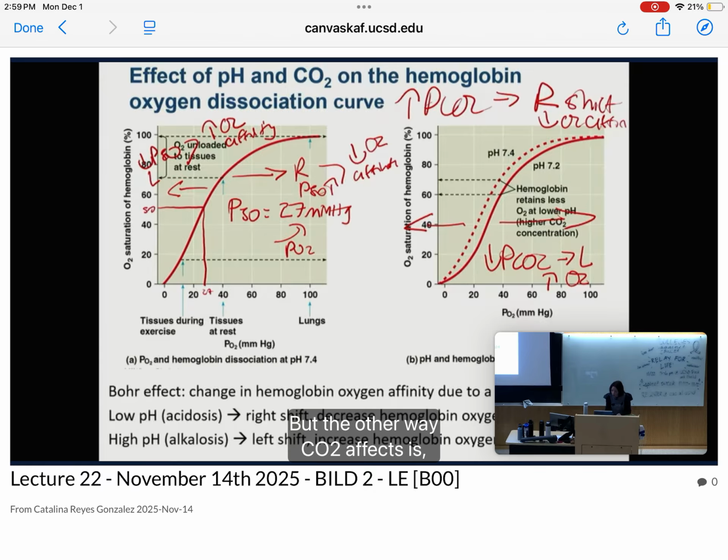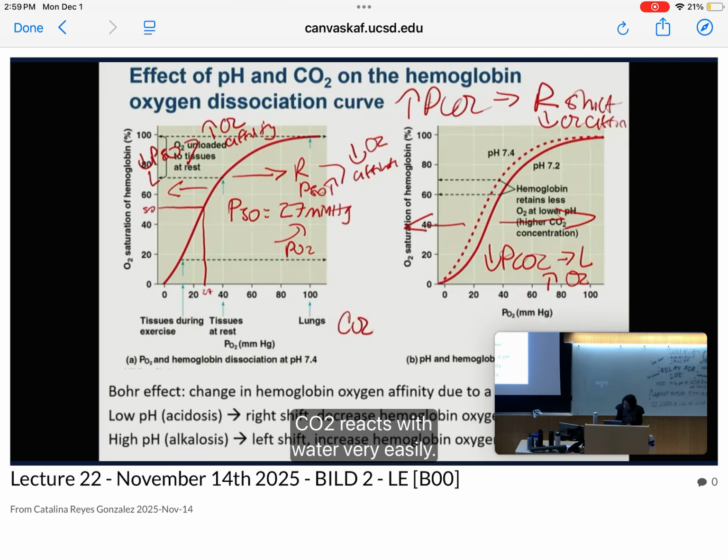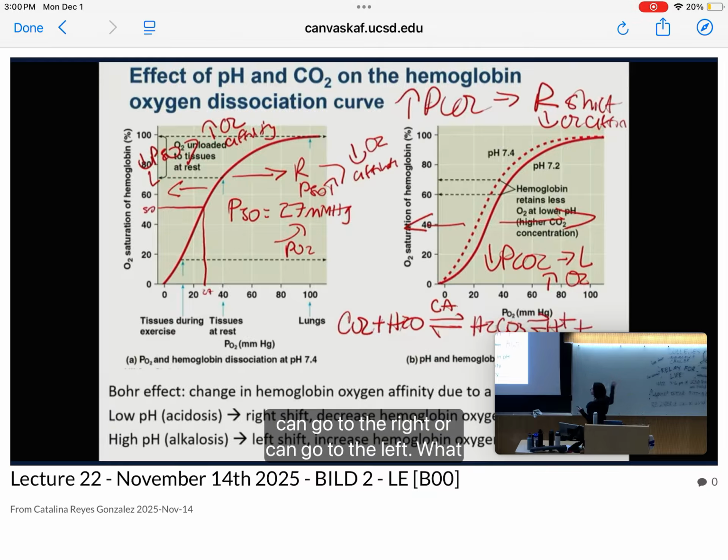But the other way CO2 affects it, remember that equation I showed in the video. CO2 reacts with water very easily. And we always have an enzyme called carbonic anhydrase helping out this reaction, or speeding up this reaction, so that we form carbonic acid. H2CO3 is carbonic acid. And that dissociates into hydrogen ions and bicarbonate. And this equation can go in both directions, to the right or to the left.